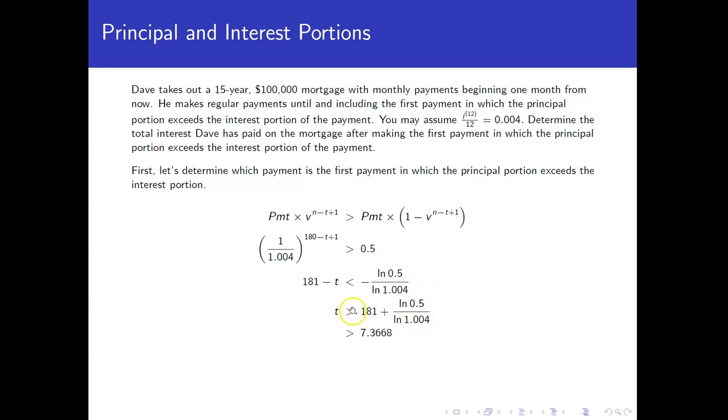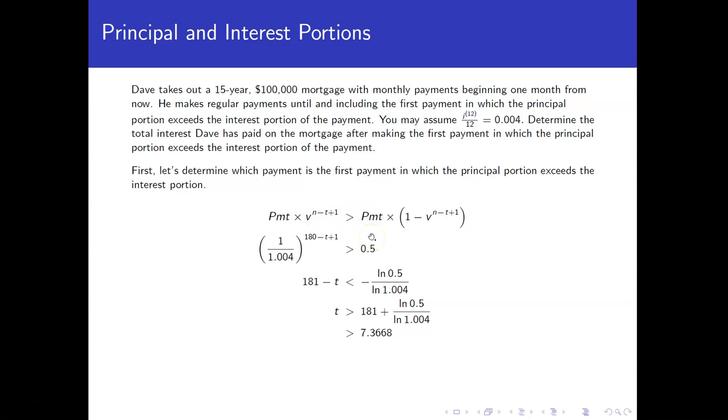So rearranging, t is greater than 181 plus this expression. Notice that this expression is negative because natural log of 0.5 is negative and natural log of 1.004 is positive. So really we have a subtraction problem over here. And in fact, that simplifies to 7.3668. So this tells us that at the seventh payment, the interest portion is still higher than the principal portion, but at the eighth payment, the principal portion is higher.